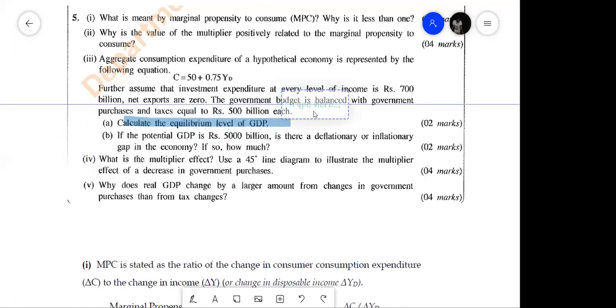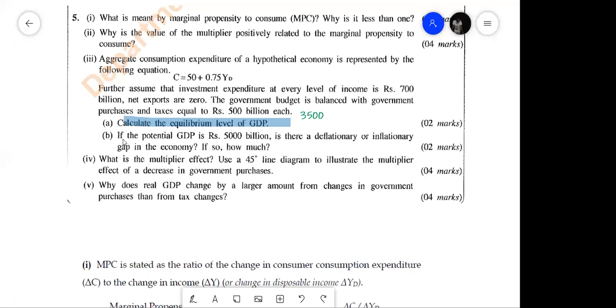Now look at the B part. The B part is an interesting question. This is 3,500. Here they're saying, if the potential GDP is 5,000, is there a deflationary or inflationary gap? What type of gap is there? The actual GDP is 3,500. Your potential level is 5,000. Do you have a deflationary or an inflationary output gap? You have a deflationary gap, right?